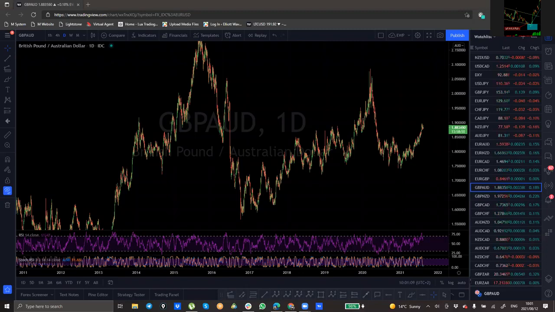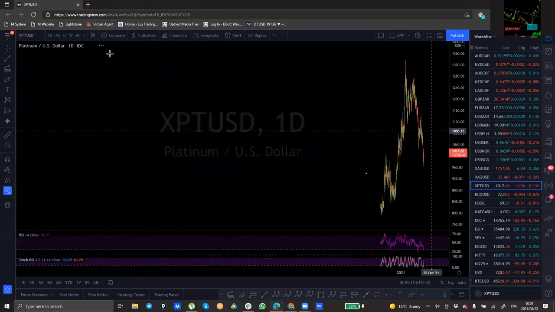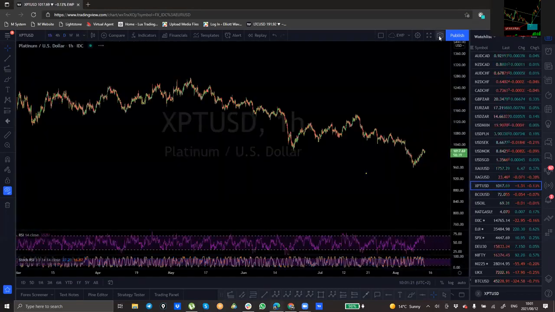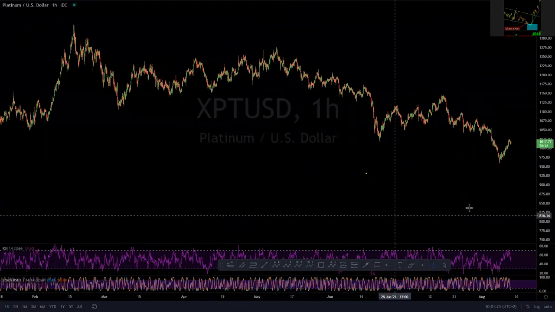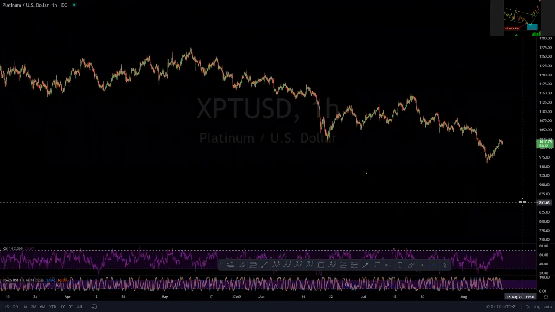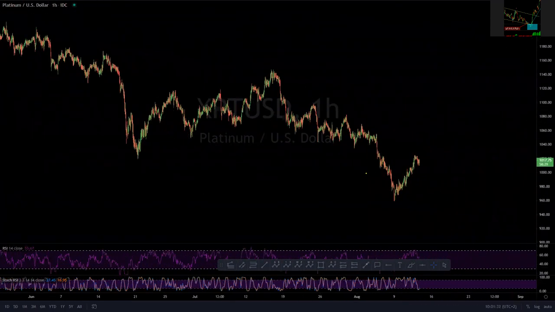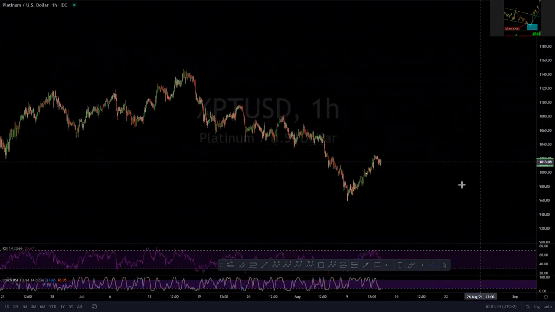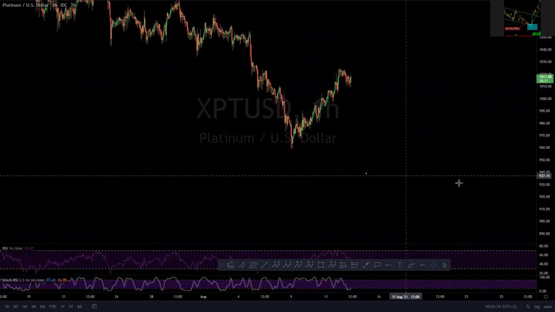So we're going to start by taking a look at commodities. We're looking at commodities, starting with platinum on the 1 hourly. On the 1 hourly, I want to show you guys the potential trade setup on platinum, which is supported by our strategy. Let's take a look at it.